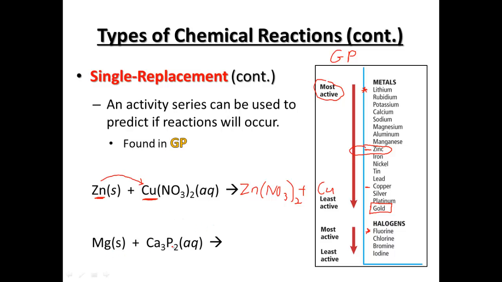Now if we look at the second reaction, magnesium and calcium phosphide, calcium is a metal, magnesium a metal, so magnesium is looking to replace the other metal. If we were to check out our activity series, magnesium and calcium, calcium is more active. Since calcium is more active, it's not going to be replaced by the magnesium, a less active element. So in this case, you don't even have to work through this reaction. Since magnesium won't replace calcium, we're going to say NR. That's also known as no reaction. So this reaction would not take place.